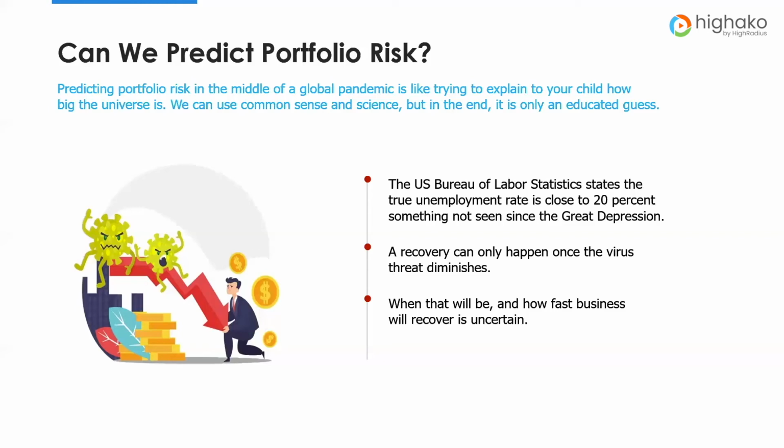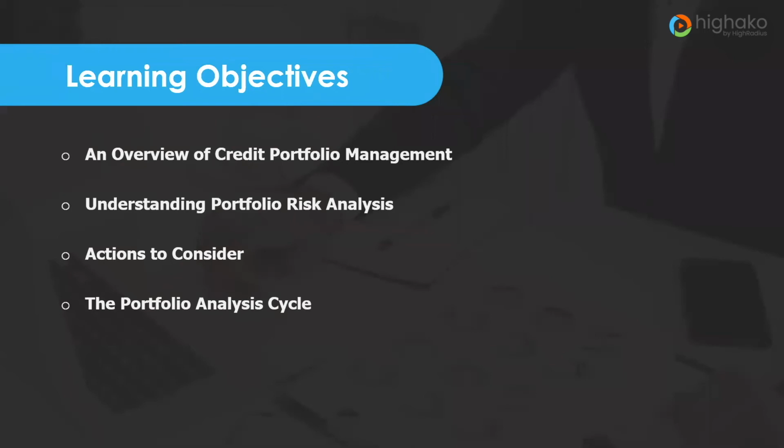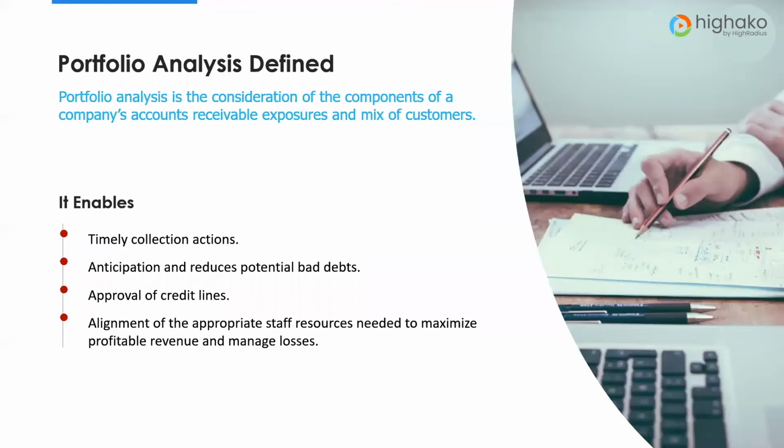Nobody really knows. The learning objectives for this tutorial are, first of all, to give you an overview of credit portfolio management. We're going to try to understand portfolio risk analysis and the components of that, and then certain actions that you can consider to go ahead and review your company's portfolio. And lastly, we'll talk about the portfolio analysis cycle, which kind of ties it all together.